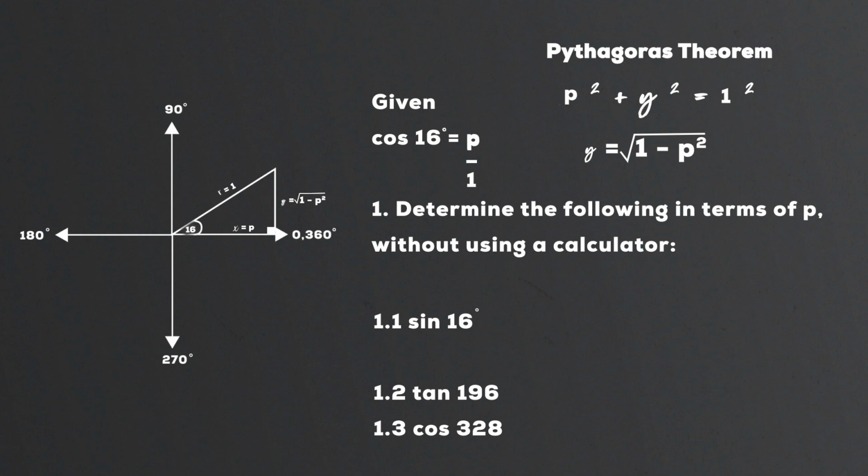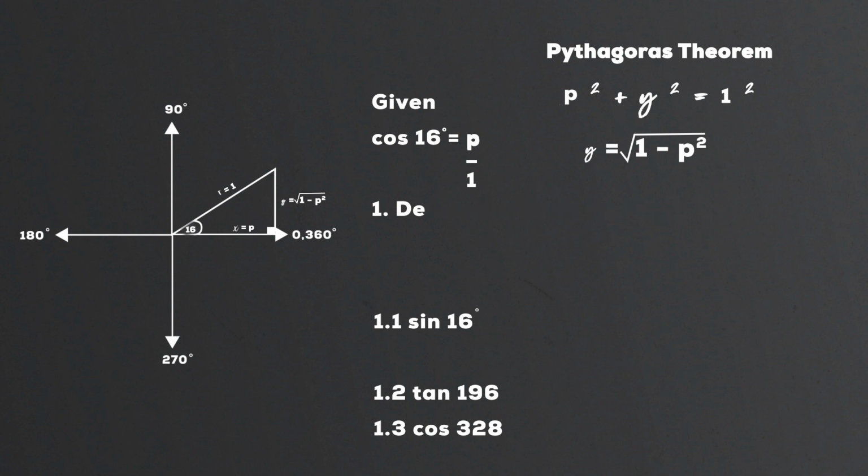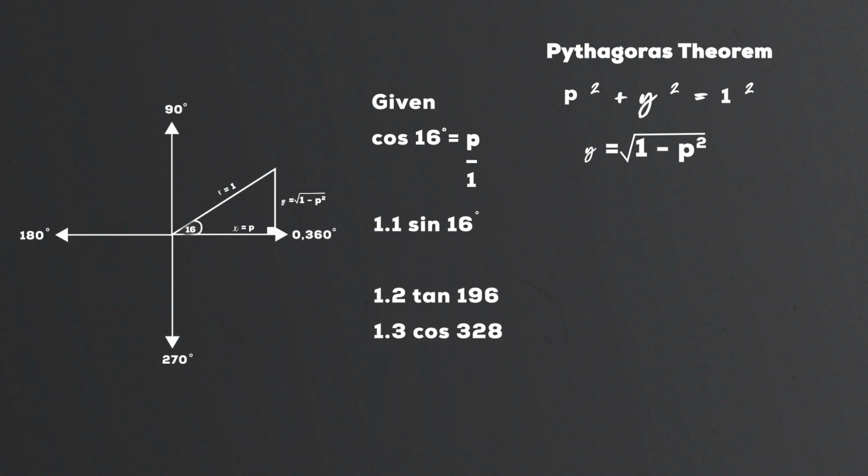Once we have the value of y, we can now walk on water because we can work out both sine 16 and tan 16. Remembering that sine theta is equal to opposite divided by hypotenuse, sine 16 will be equal to the square root of 1 minus p squared divided by 1.